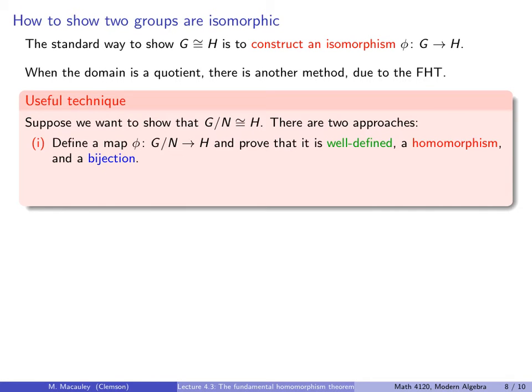The first one is what we did to prove the fundamental homomorphism theorem. We defined a map from G mod n to H, and we proved that it's well defined. We proved it was a homomorphism. We proved it was a bijection. And in theory, you could define a map the other way around. There's nothing wrong with that.